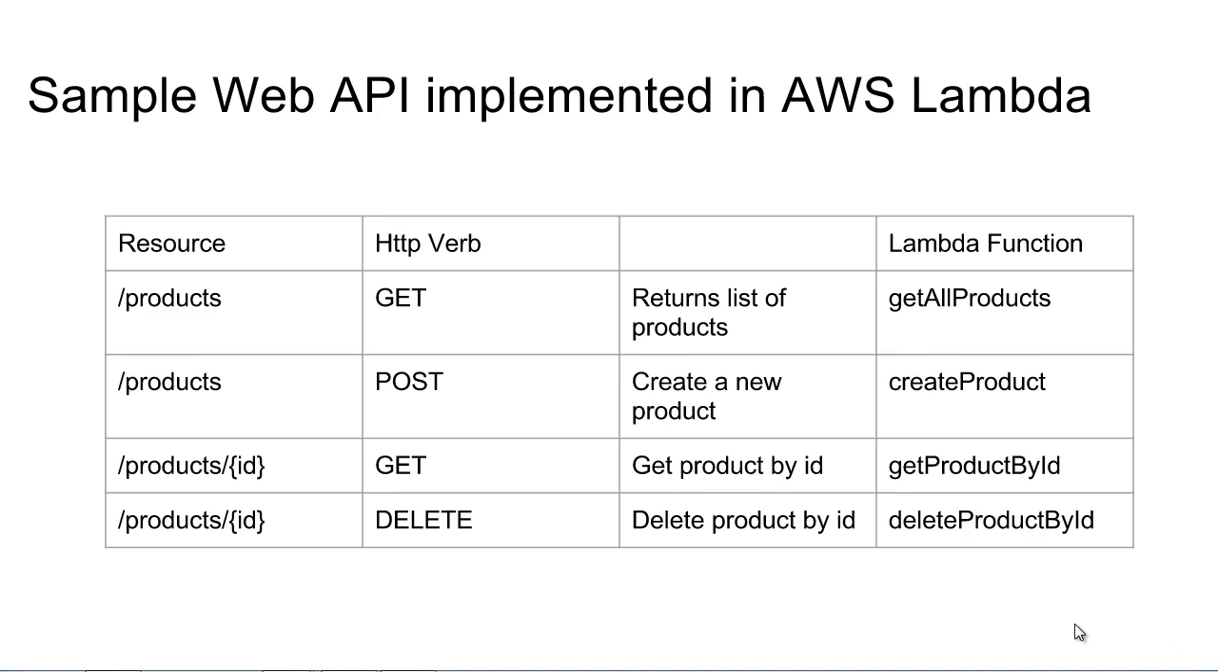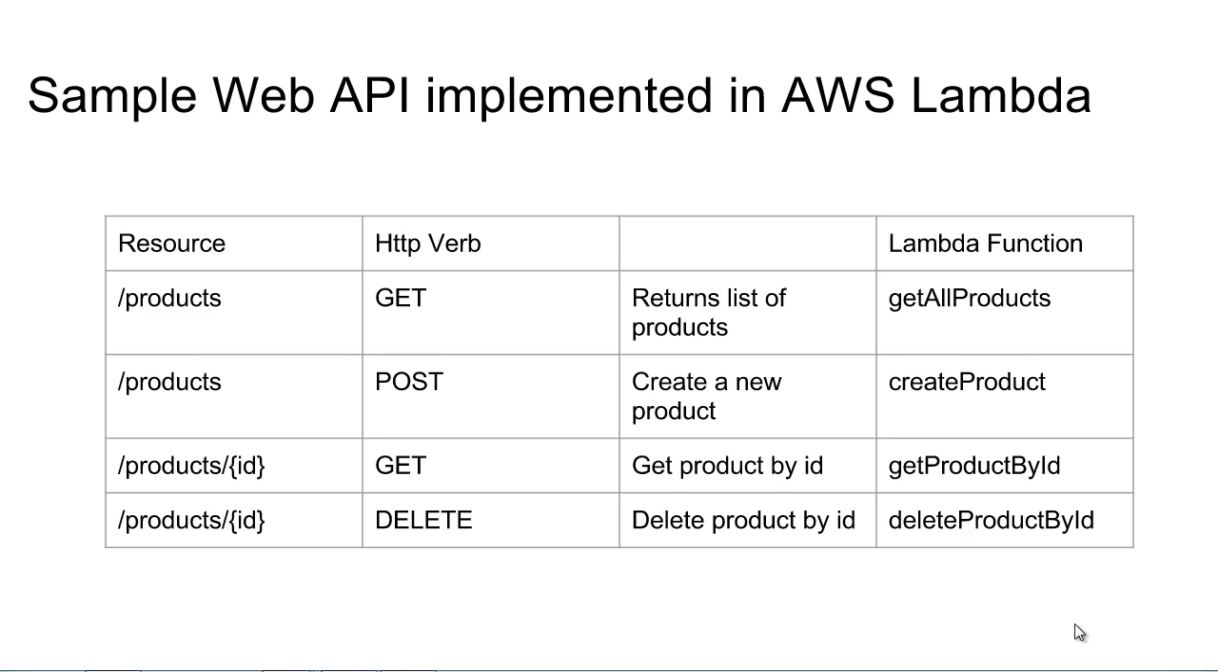And then you can also have get and delete, where you pass in an ID to your get product by ID Lambda function, and then it will retrieve that product and return it back as JSON or any of your preferred formats. And the same is the situation with delete. It will invoke the delete product by ID Lambda function.